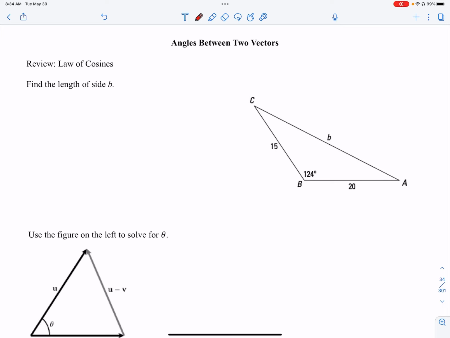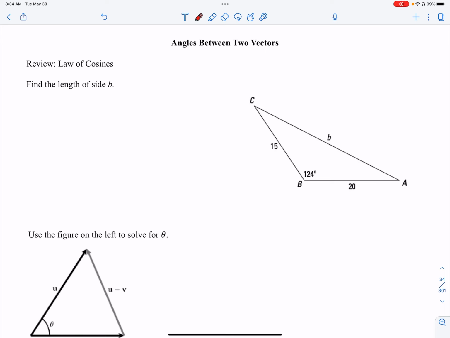In this video, we are going to continue our discussion of the dot product and show how it applies when finding an angle between two vectors. Before we start, let's do a trig review. I'm given a triangle to the right there. Notice that we have a side-angle-side and we're trying to find the opposite side. This requires the law of cosines. We're going to review that really quick because we're going to use that to derive a formula.